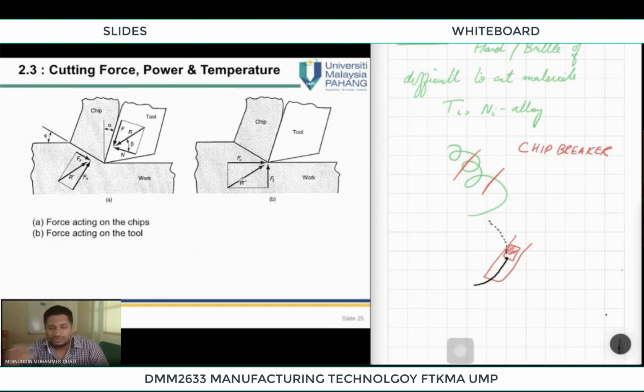Now let us take a look at the forces which act on the cutting tool. There are two types of major forces which are acting. One is force acting on the chips. On the chip we have force acting, denoted by Fs, shear force due to the shear plane angle, and the normal force which is normal to the shear force. And number two, we have force acting on the tool. So this is the tool, and on this tool also there are forces which are acting.